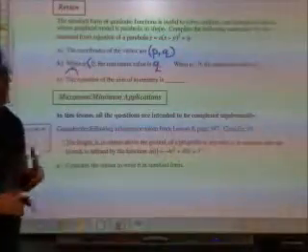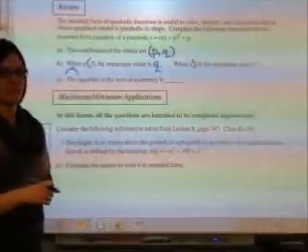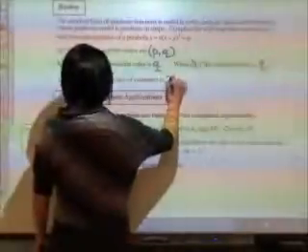Okay? And then when do I have a minimum value? When a is greater than 0. And what is the minimum value? It's still q. And what is the equation of the axis of symmetry? x equals p, because it's an equation.